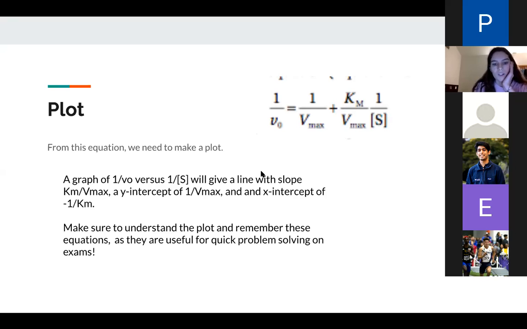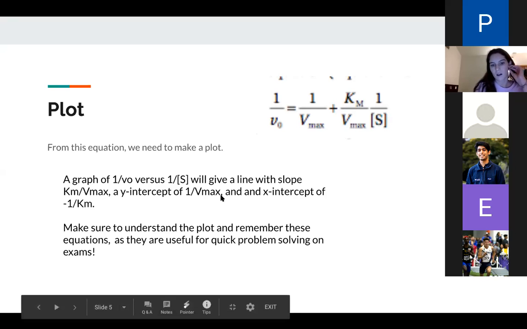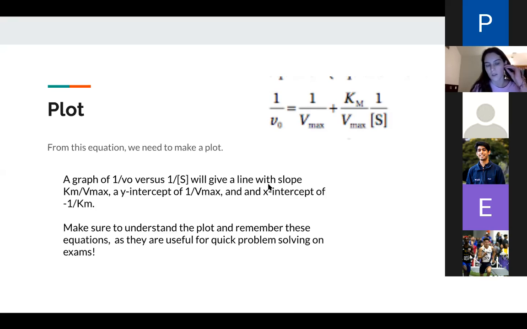Make sure to understand these plots and also all of these derivations, because they'll be really useful for solving problems. If you are given a plot, you can always rewrite the equation and figure out what the x-intercept and y-intercept will be. But if you're taking timed tests, it's also useful to have this knowledge packed away so that you can solve these problems a little bit quicker.